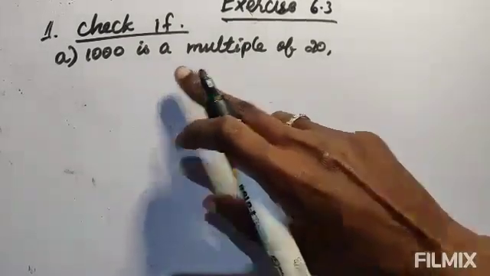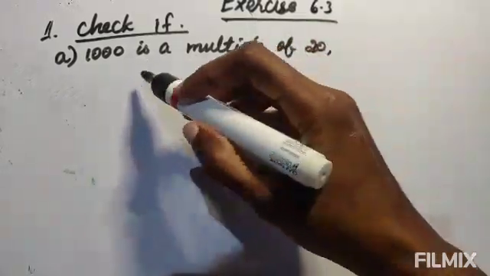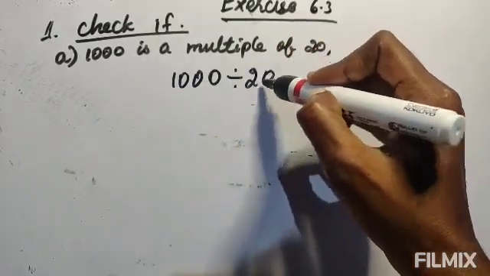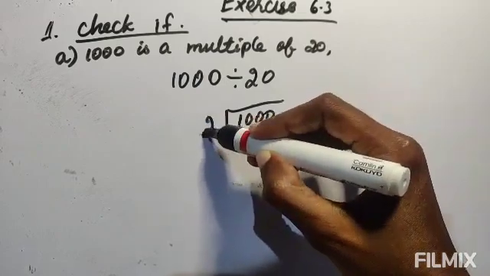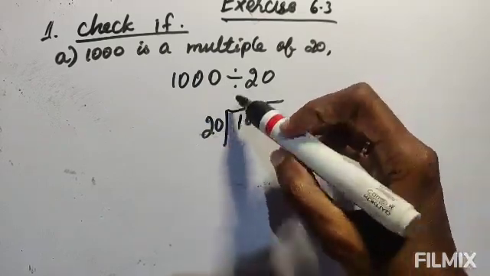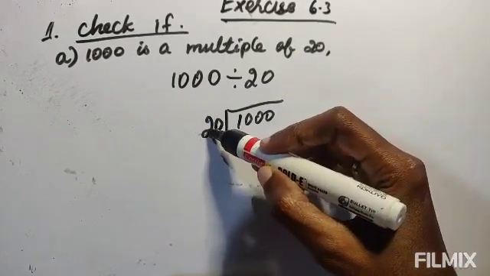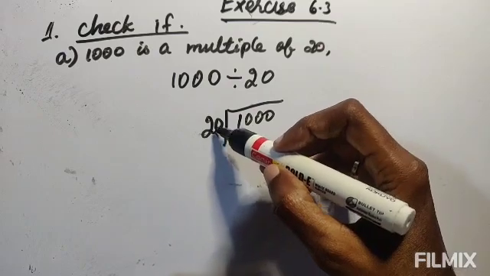So to find whether it is a multiple or not, you divide the bigger number by the smaller number. The bigger number here is 1000, so you divide 1000 by 20. This one shortcut I can also teach, but I will teach it next time. Now let's see 20.